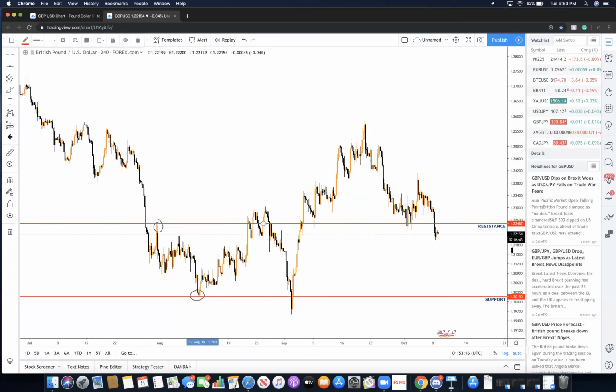we can see that that resistance line represents the price of 1.22487. Again, that resistance line means that the British pound, if I exchanged it to the US dollar, is going to be worth at that price right there, $1.22, right?